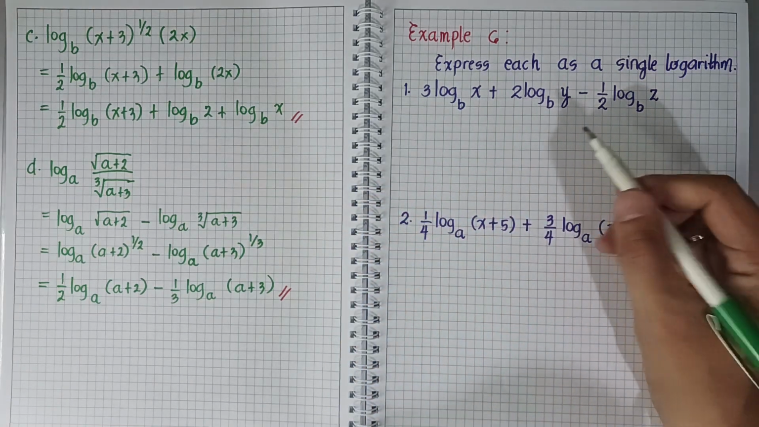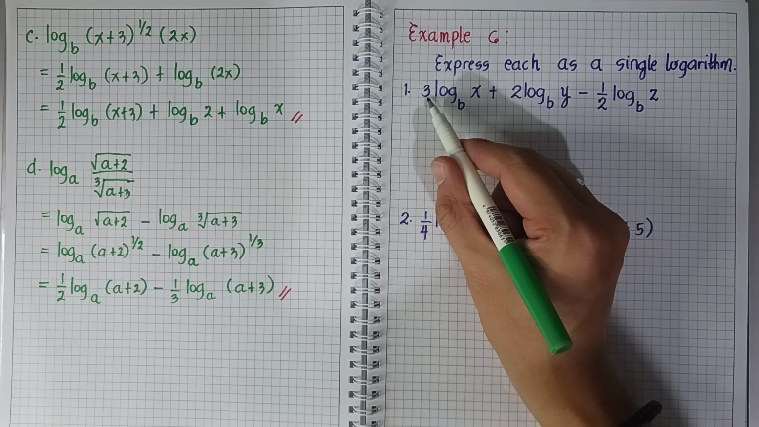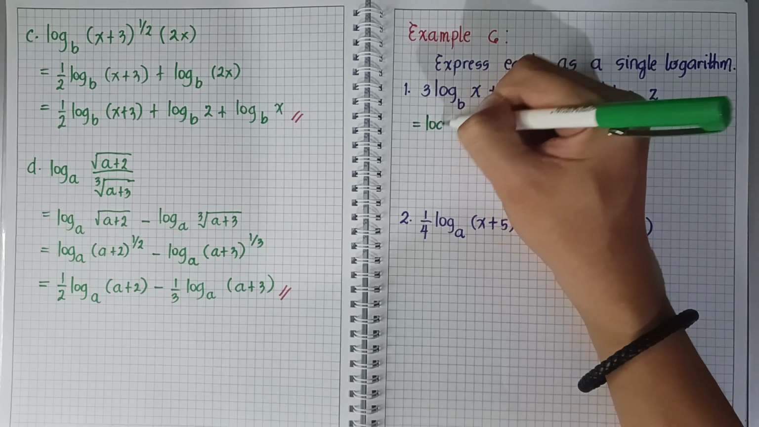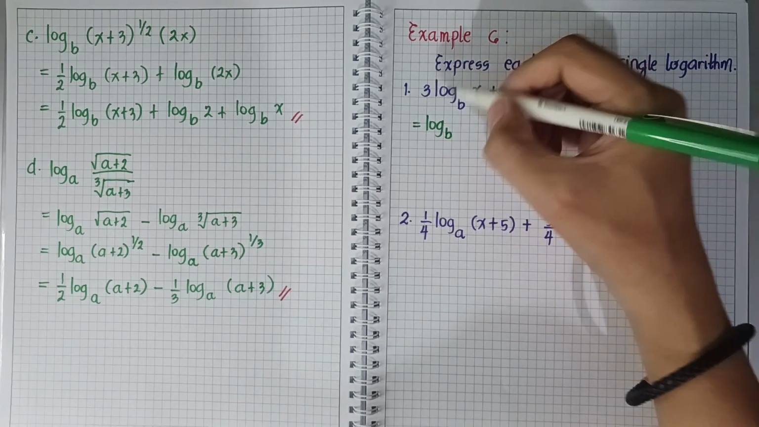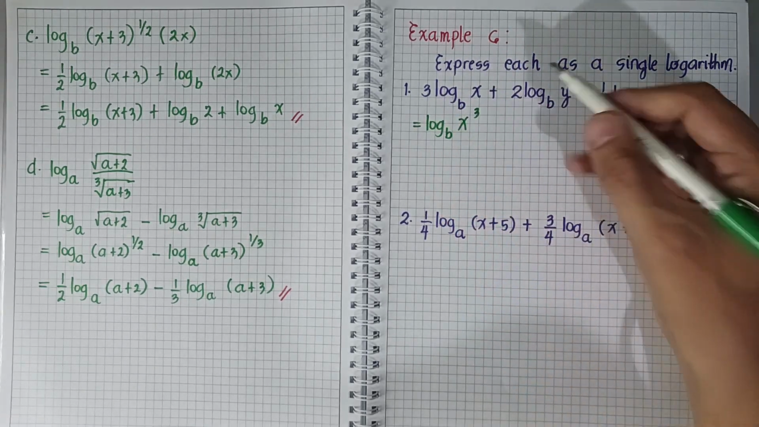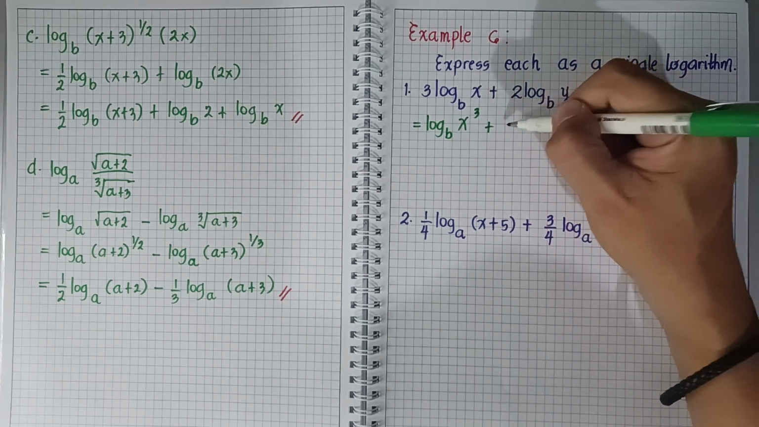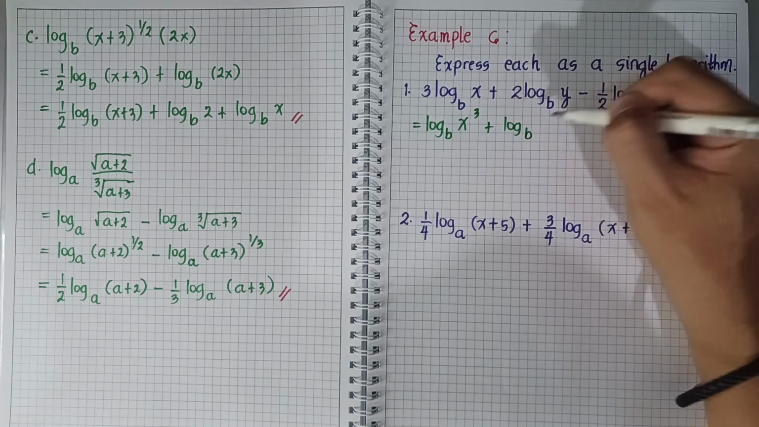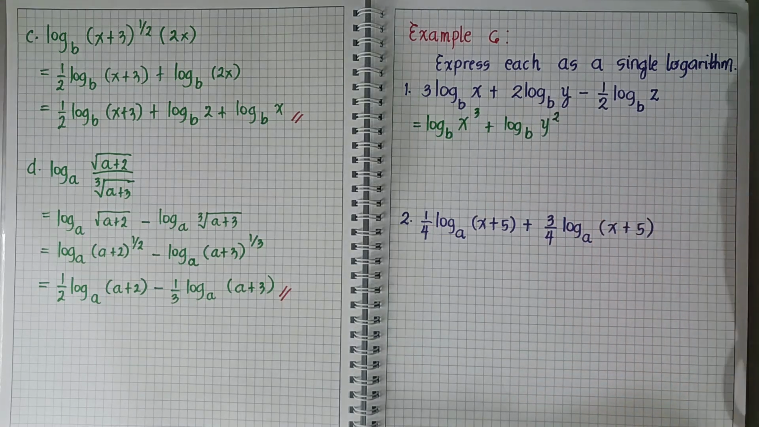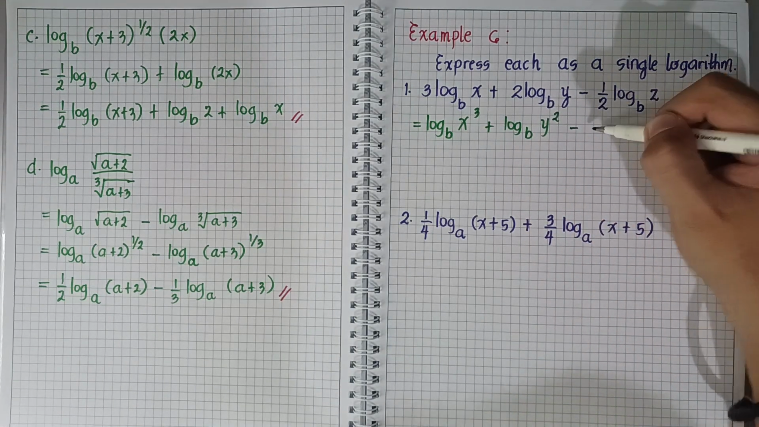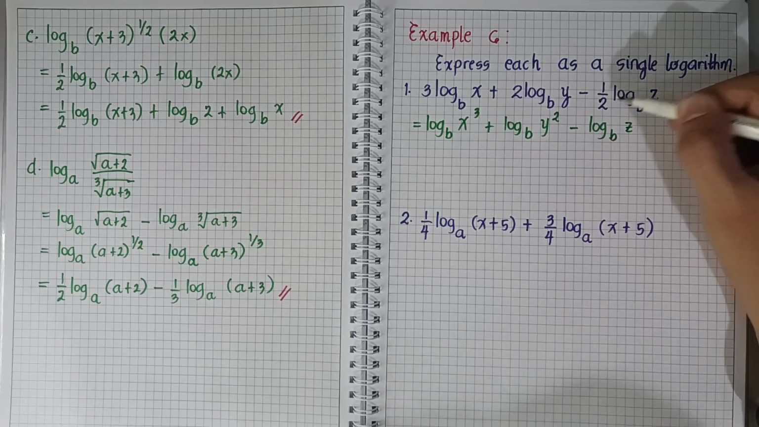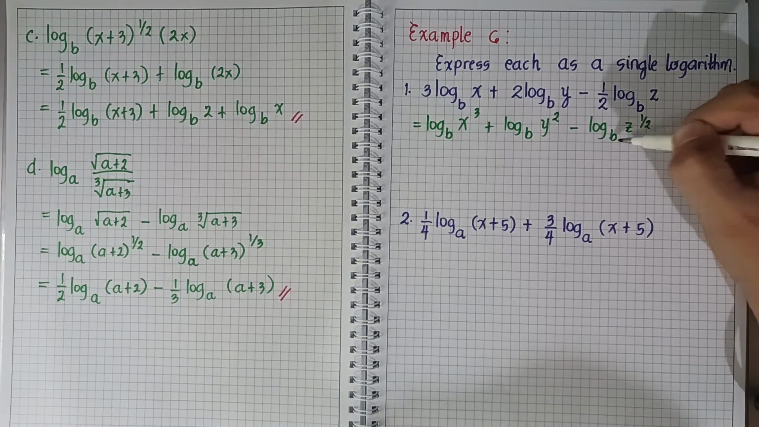Okay. So, first, this 3, right? That will be your exponent. So this becomes log, of course, do not forget the base, and then x cubed. Okay? So this one, I moved here. Plus, the same with this, guys. So, log, and then y squared to the base b. Okay, are you following me? And then minus log z, the 1 half, we move it here, to the base b.